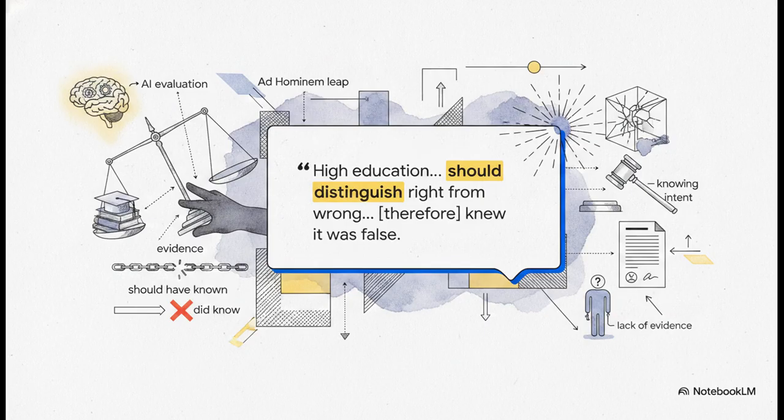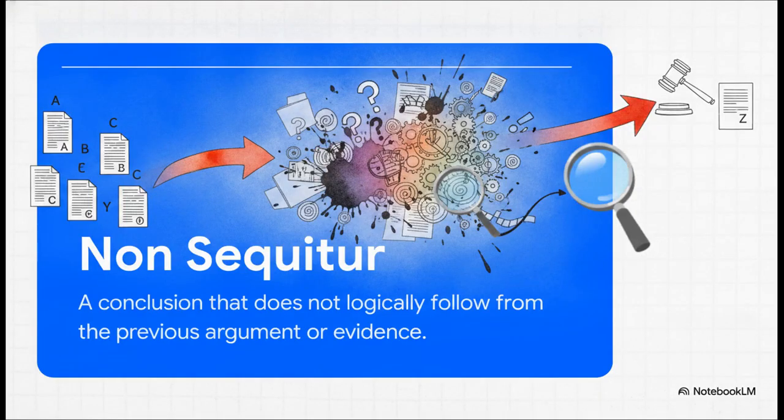It just doesn't work that way. The source analysis also identifies non sequiturs, which literally translates to, it does not follow. This points to a severe disconnect in the reasoning of the documents.